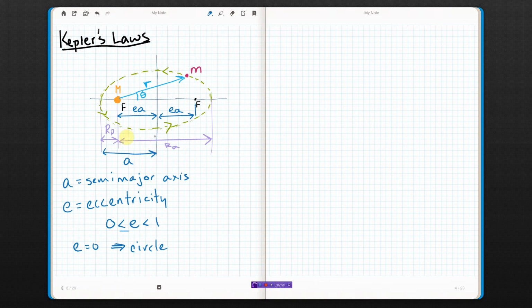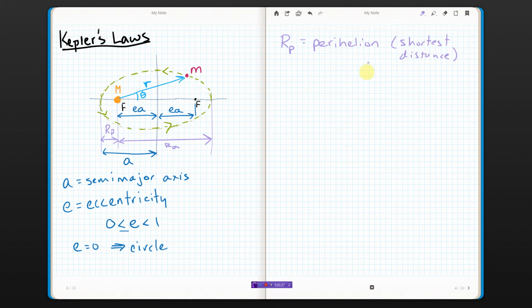Let's see, what else do we need to know? Okay, these purple things, this is RP and RA. Let's write those down too. Okay. RP is the distance from the sun to the planet at its smallest distance, called perihelion. Perihelion. Okay, shortest distance. Basically, that happens once a year for a planet. Okay? Whereas RA, notice that is the longest distance when the mass is way over here, when the planet is way over here. That's as far away as you can get. Okay? That's called aphelion.